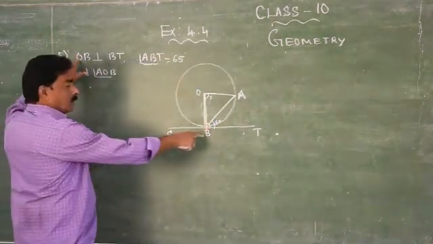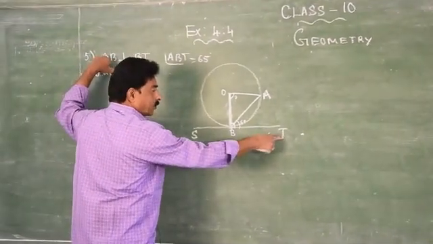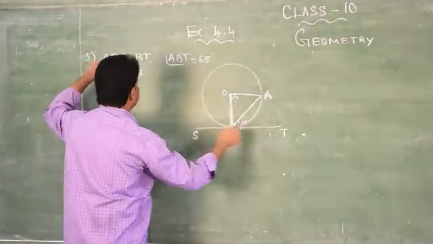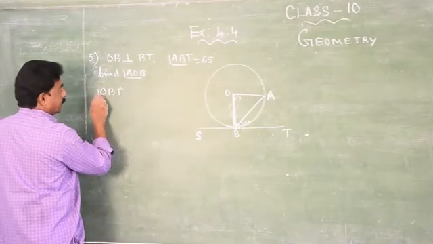So OB is a radius and ST is a tangent. So we know that OB is perpendicular to ST or BT. That is, OBT is 90 degrees.